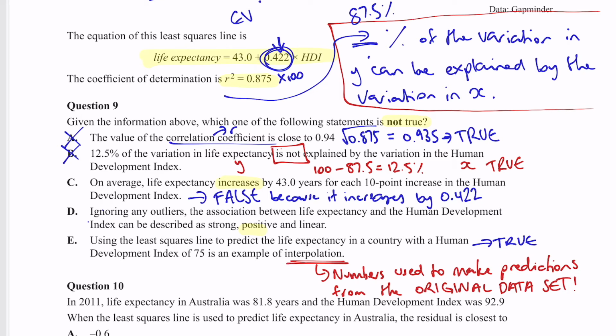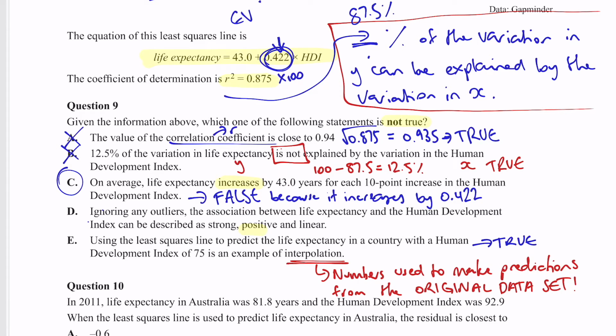And that is not the gradient it's increasing by, because when we multiply HDI by 1, it increases by 0.422. When we multiply it by 2, it increases times 2. That's this number, 0.422. However, 43 is constant and it's not increasing, so therefore it can't be 43 years. It's actually increasing by 0.422. Now we're looking for something that's not true, so therefore C is the correct answer. But we'll go through D and E as well.